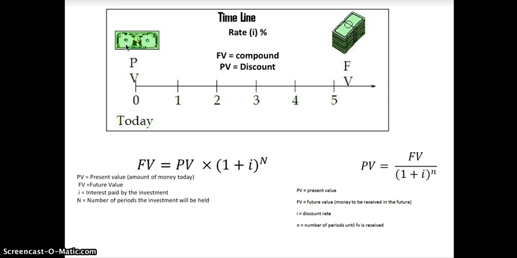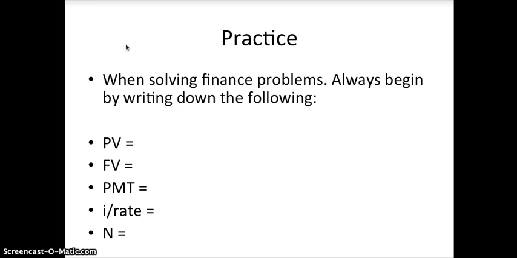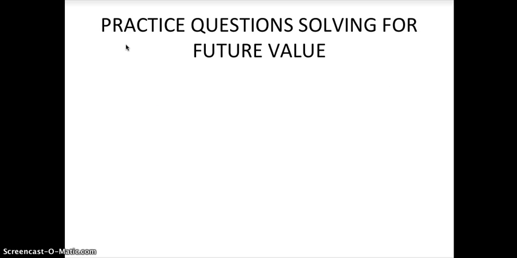In the first video, we went over the notion of a timeline. We touched on the future value and present value formulas. We talked about the difference between compounding and discounting, how a timeline works, the importance of time travel in finance, and the importance of writing down these 5 criteria when solving for problems. So let's get to a couple of problems in the textbook and begin to apply what we've learned so far.